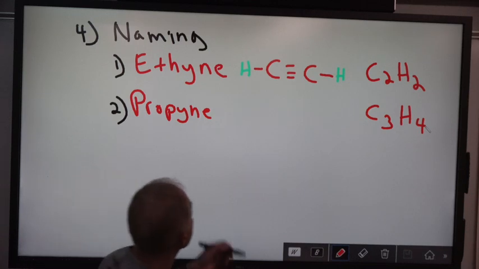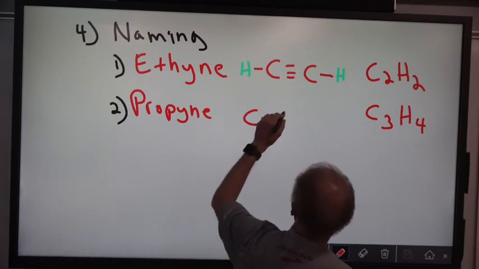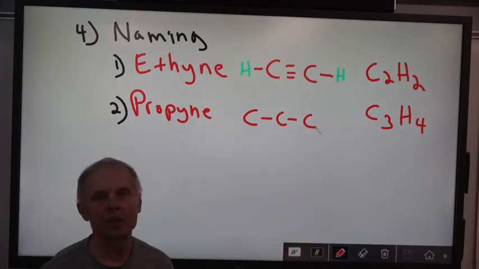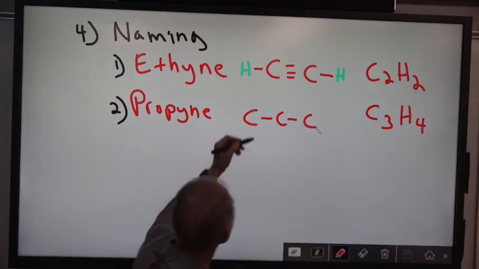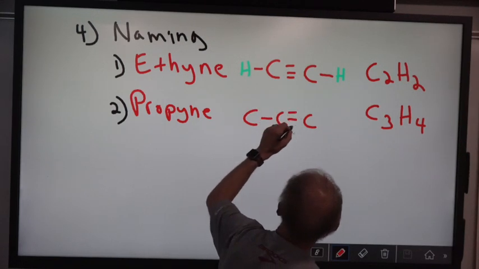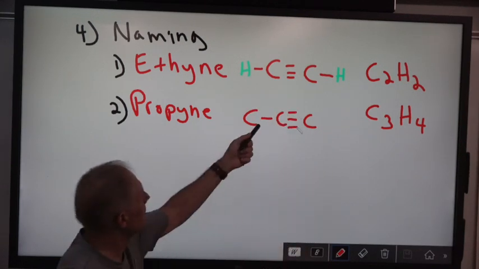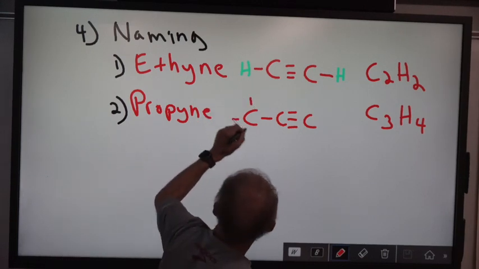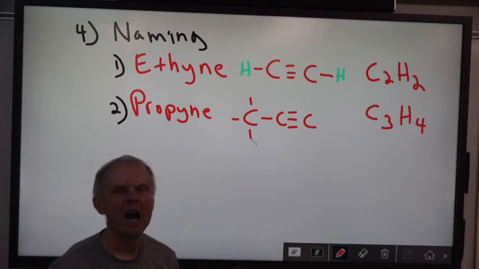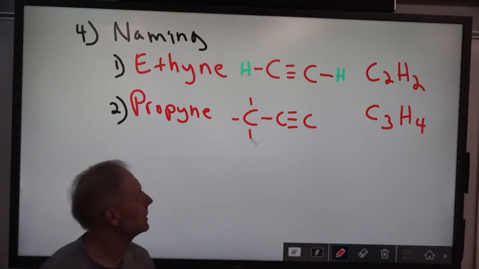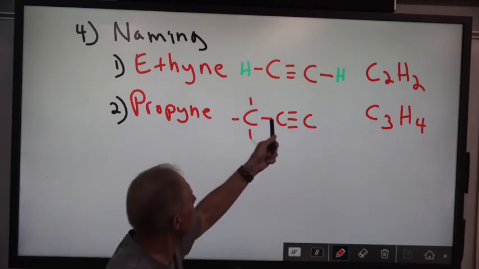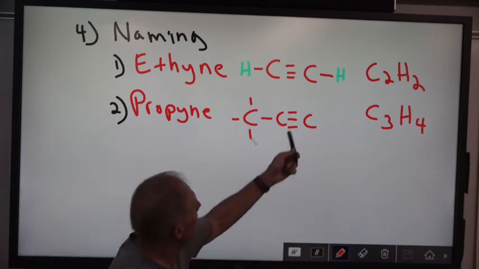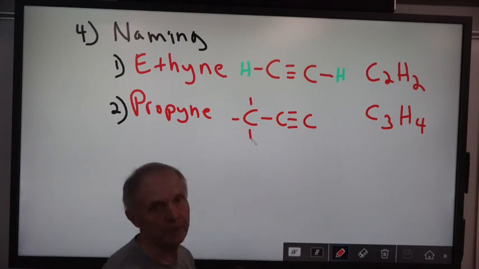So let's draw it. 1, 2, 3. And we have to put the triple bond somewhere. It doesn't make any difference where. Let's put it here. Now, there's only 1 bond going to the first carbon. That means it needs 3. But look at the second carbon. How many bonds are around the second carbon? 1, 2, 3, 4. That doesn't need any more bonds. That has 4 bonds around it. This one, the end carbon, has 3, so it only needs 1.